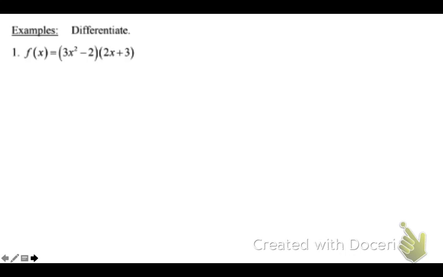All right, so we are asked to differentiate f of x equals 3x squared minus 2 times 2x plus 3. So we're actually going to do this in two different ways. The first way is using the product rule. And the second way is by simplifying first algebraically and then just using our power and constant multiple rules.